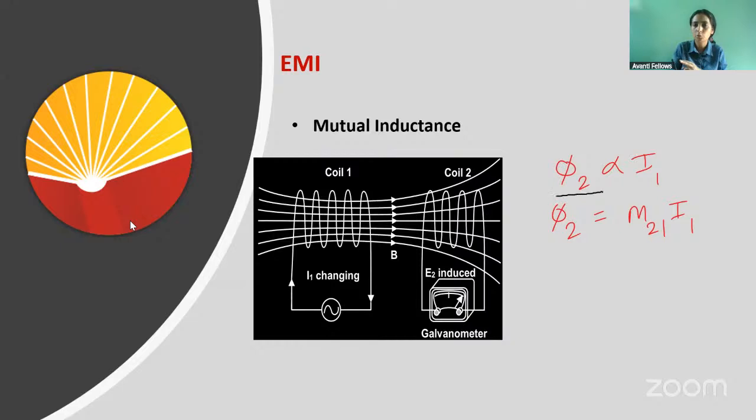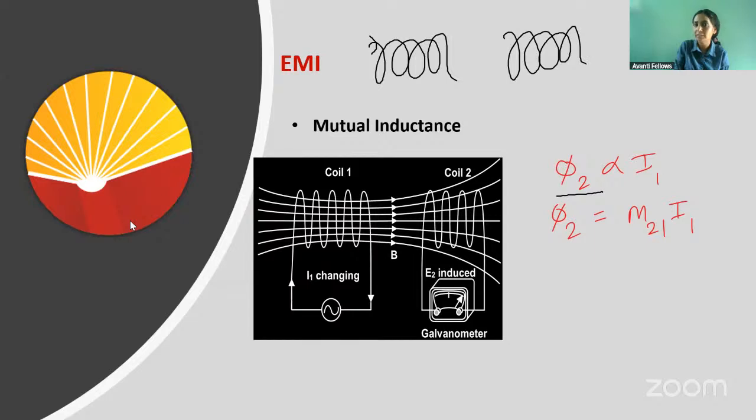So flux through coil 2 will be directly proportional to whatever current is flowing through coil 1, because current flows through coil 1, and because of this there is flux getting linked with coil 2, okay. So flux through coil 2 will be directly proportional to I1, and phi 2 we write as M21 I1, mutual inductance of 2 with respect to 1 into I1.